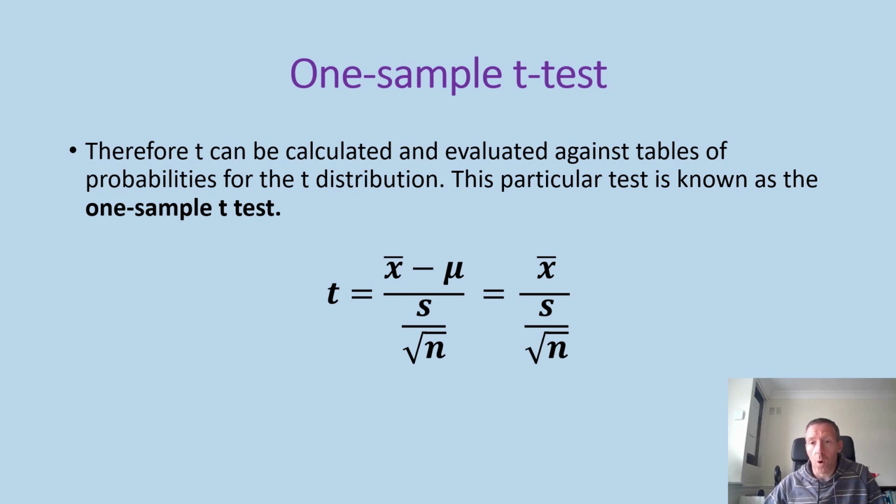But if we've got one sample and we're seeing how different it is from some hypothesized mean, which we don't know, so we're assuming it's 0, then mu is 0. So this simplifies, because you've basically got x bar minus 0, which is just x bar. So it simplifies to x bar divided by s over the square root of n. So the sample mean divided by the standard error gives you t.